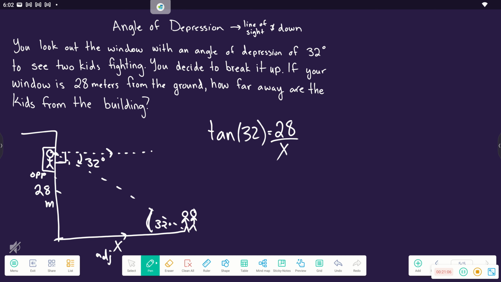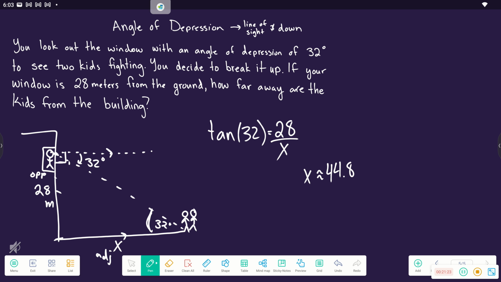Multiply by x on both sides and solve for x. Divide by the tangent of 32, okay? We should get approximately 44.8.